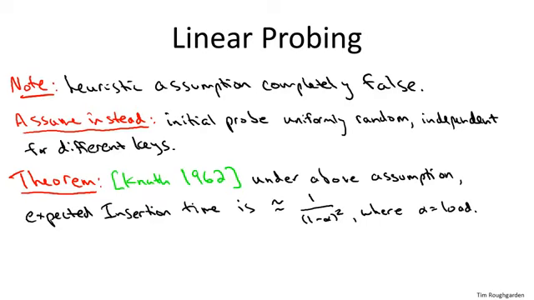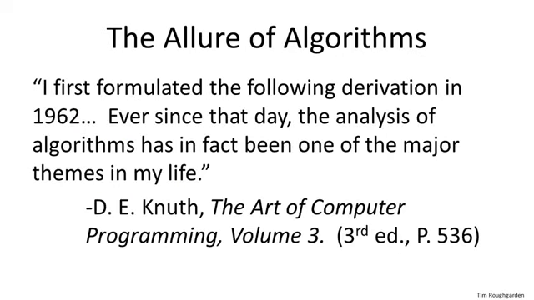So let me conclude the video with a quote from Knuth himself, where he talks about the rapture of proving this 1 over (1 minus alpha) squared theorem and how it was life-changing. He says, "I first formulated the following derivation," meaning the proof of that last theorem, "in 1962. Ever since that day, the analysis of algorithms has in fact been one of the major themes in my life."